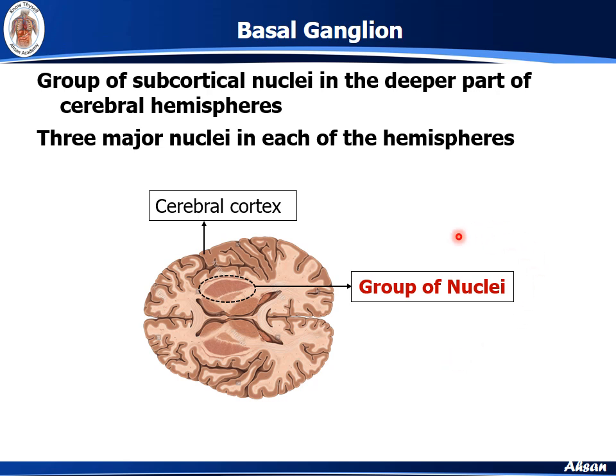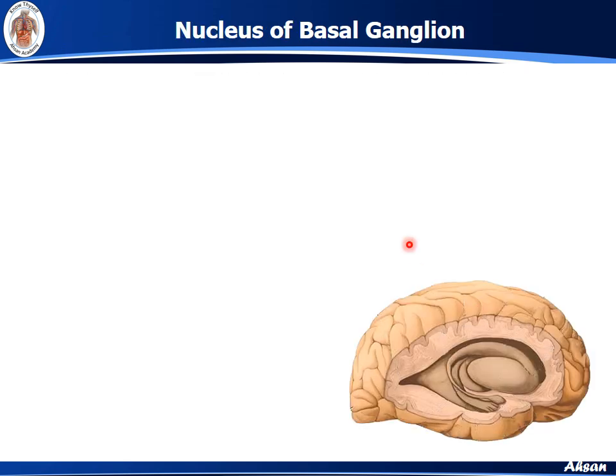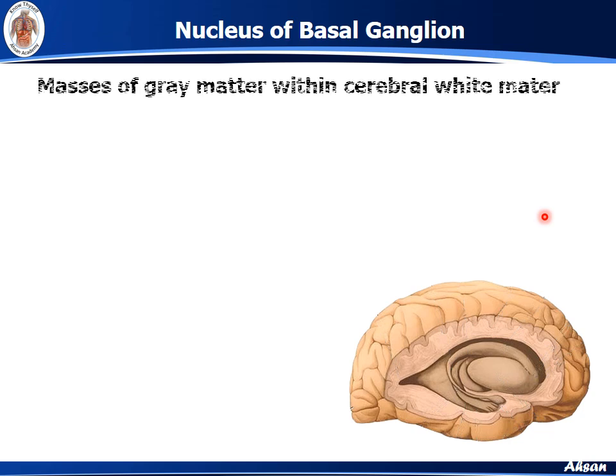So it's actually a group of three major nuclei. It is known as a group of nuclei that is situated under the cortex in the cerebral hemisphere. On either hemisphere there are basal ganglia. Here the cortex is removed, and you can see the basal ganglion and its shape, a 3D impression of the shape of the basal nucleus.